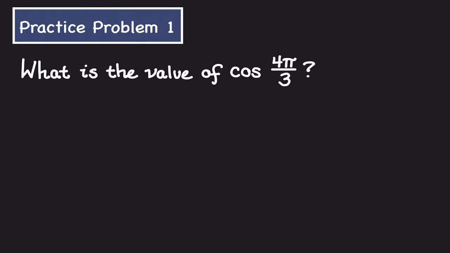Here we have, what is the value of cosine of 4 pi over 3? So clearly we're in radians. I would suggest when you're doing these problems on tests, whatever, you always start by giving yourself a little unit circle. Look at that. Perfect. Okay, now what are the advantages of doing that?